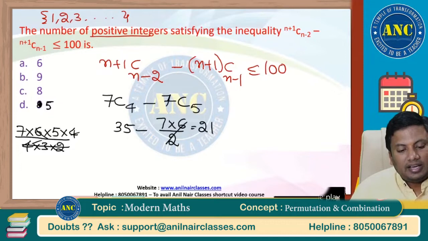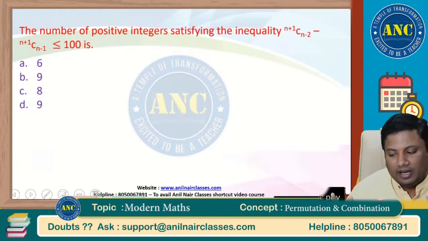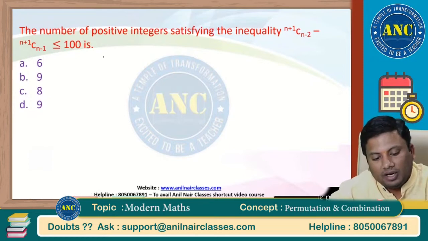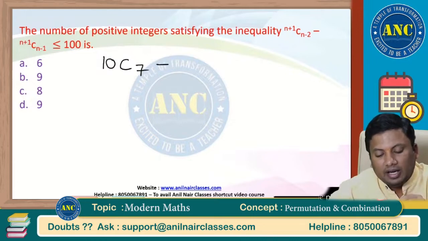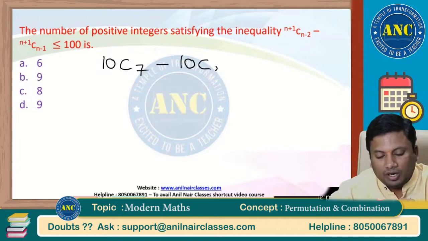5. Let us take n value 9. Second option, n value 9. 9 plus 1, it is nothing but 10. 9 minus 2, it is nothing but 7. 9 plus 1, it is nothing but 10. 9 minus 1, which is nothing but 8. Less than or equivalent to 100.